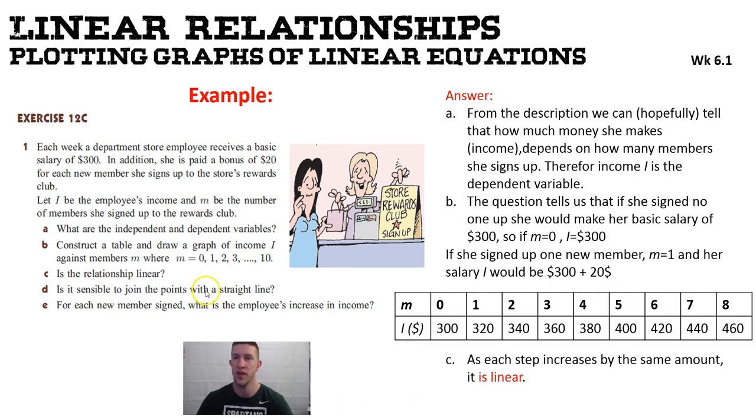Part D, is it sensible to join the points? Like we discussed in an earlier question, sometimes it doesn't make sense to connect the points together. So if we have all these points where M is the number of members, can we join a line? Is there such a thing as a 1.5 M value? Can we employ or sign up 1.5 members? Probably not. So in this case, no, we can't join the points with a line. We can only have the points. And for each new member signed up, how much does her income increase by? Well, that's just talking about the step increase, right? Her income. And we can see from the table it goes up by $20 for every new member.